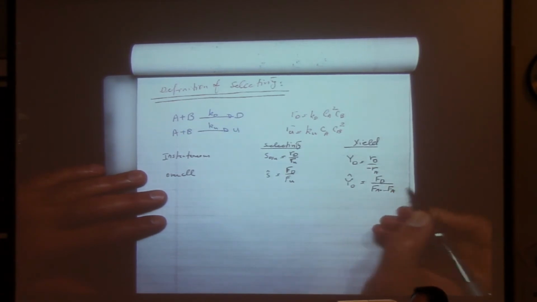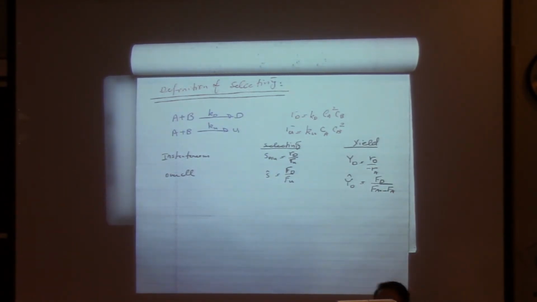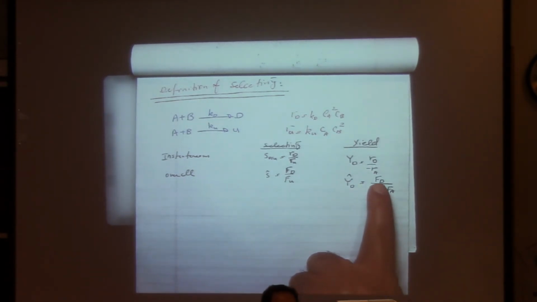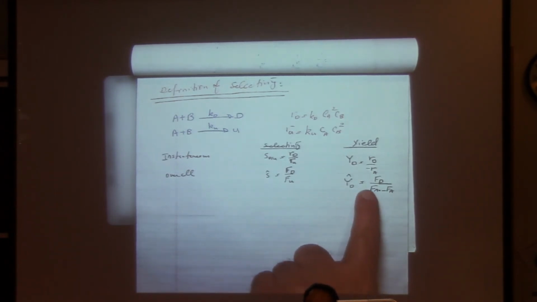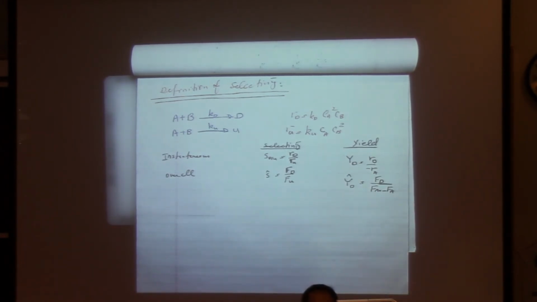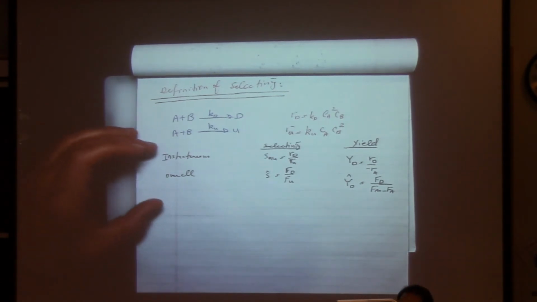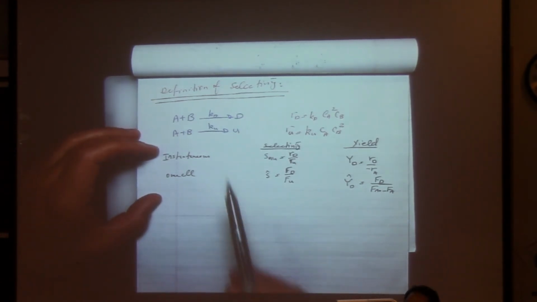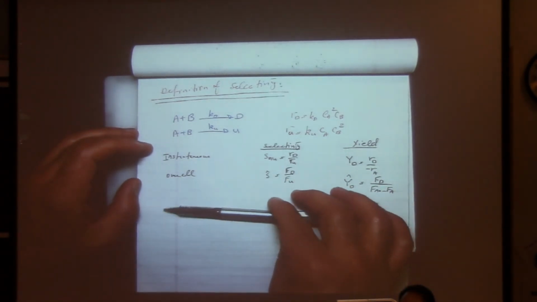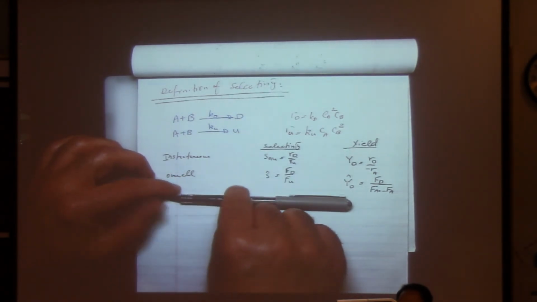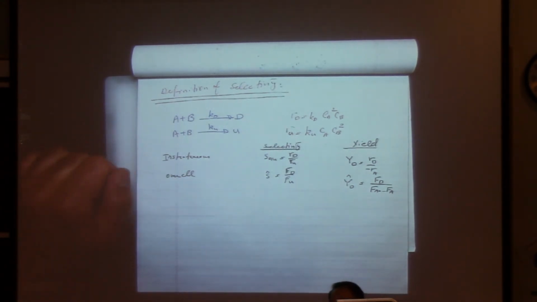So if you remind yourself of what the conversion was, conversion was (FA0 minus FA) over FA0. So basically it is a ratio of a certain reactant that is going into the reaction, but yield is the one that is produced. The reason we introduced selectivity and yield now is because of the semi-batch reactor that I'm going to explain in a couple of minutes.